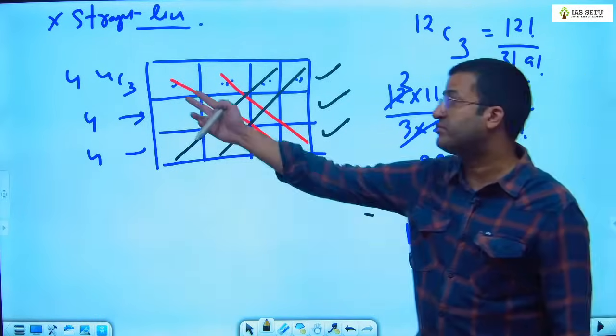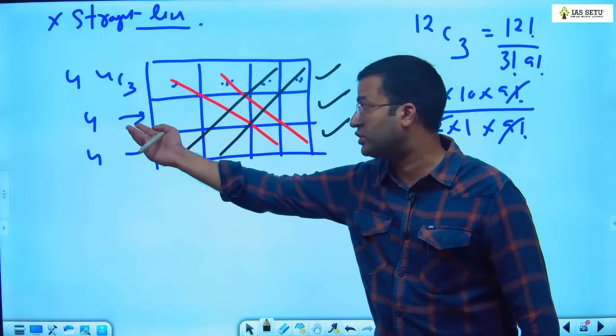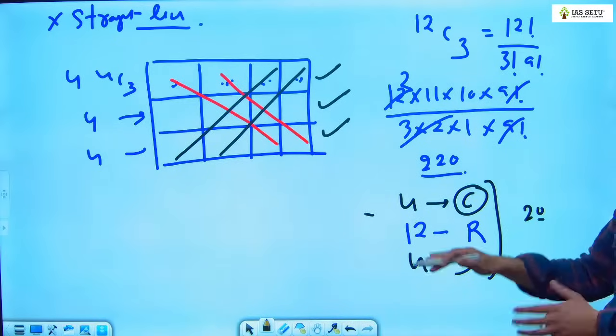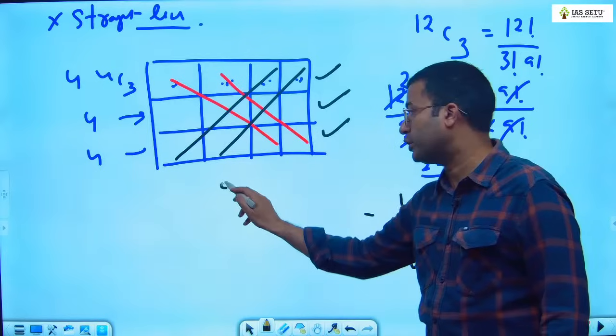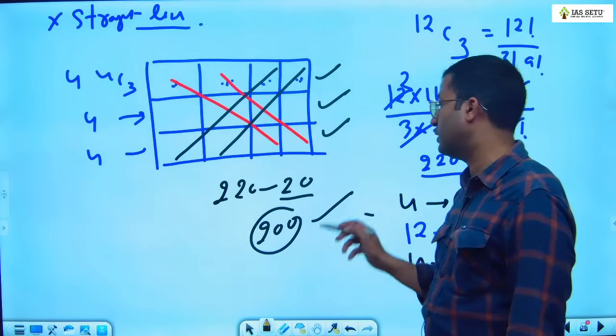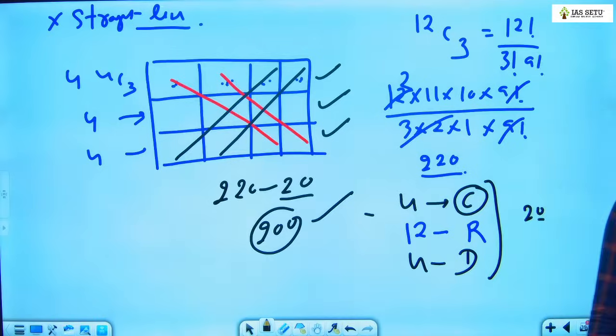In how many ways can we select 3 boxes out of 4? 4C3, 4C3, 4C3. So there are 20 ways which contradict your question. Out of the total 220, the non-favorable are 20, so the answer is 200. The correct answer for this question is 200 ways: total ways minus non-favorable. What is non-favorable? When all 3 balls are in a straight line.